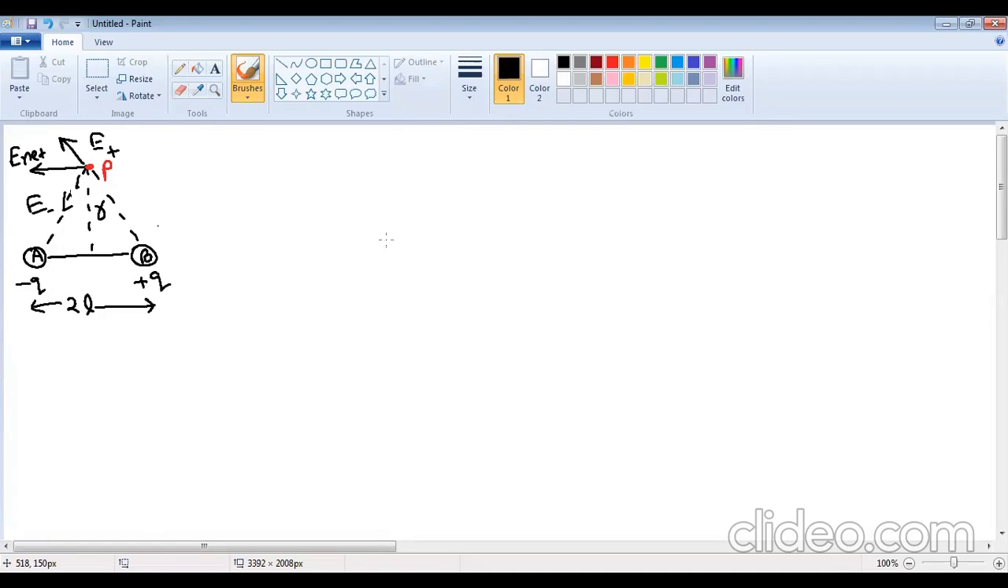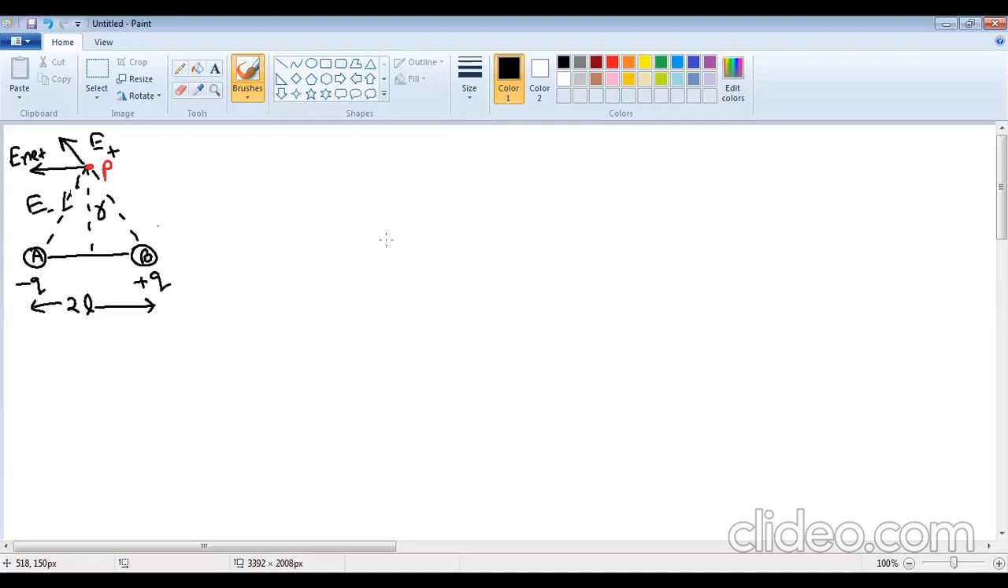Let us now see this case of electric field due to a dipole when the point of measurement P is on the equatorial line of the dipole. That is the line in a direction perpendicular to the dipole axis AB. Here at point A, we can see the charge minus Q is there, and at point B, charge plus Q is there. So there is a field E positive because of this plus Q charge at P. There is also a field E minus at point P because of this minus charge.